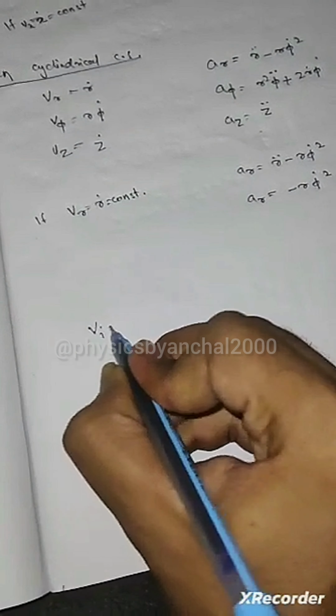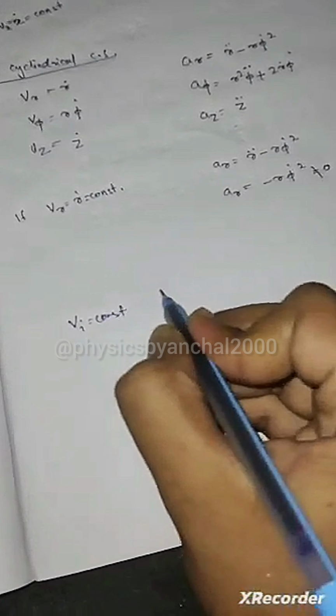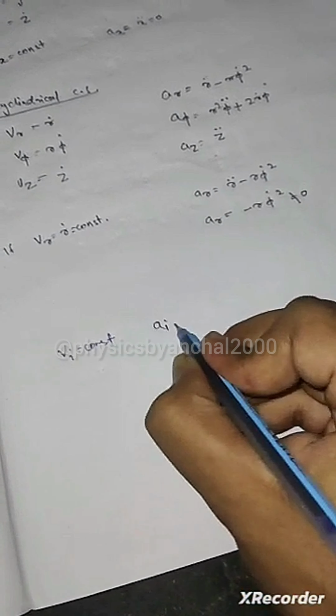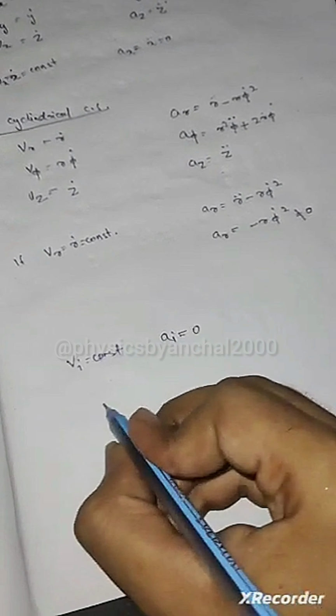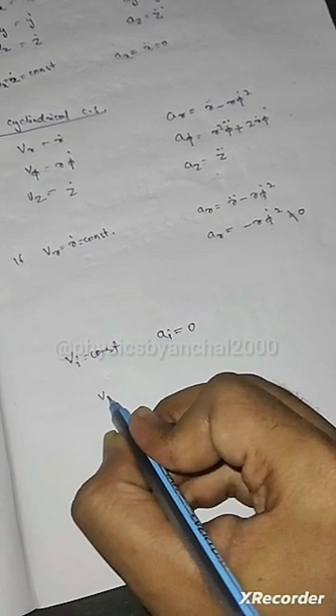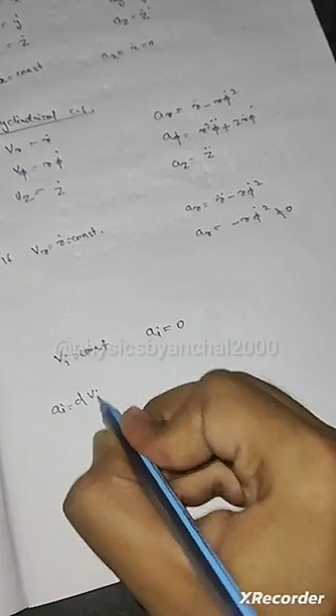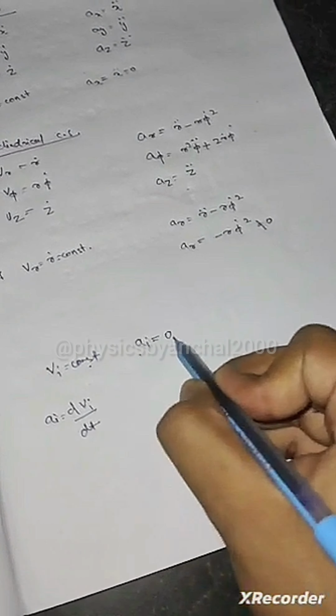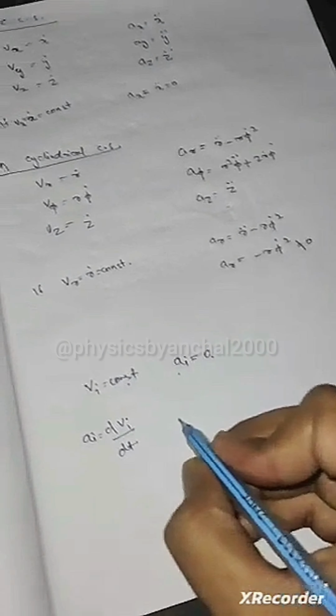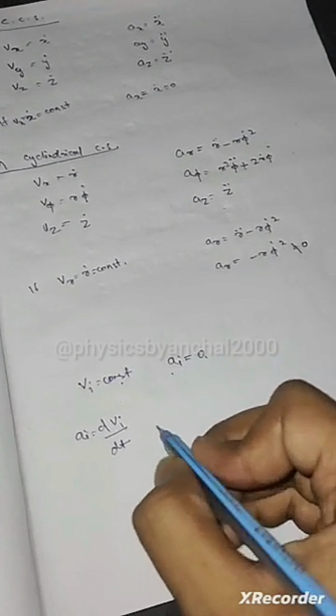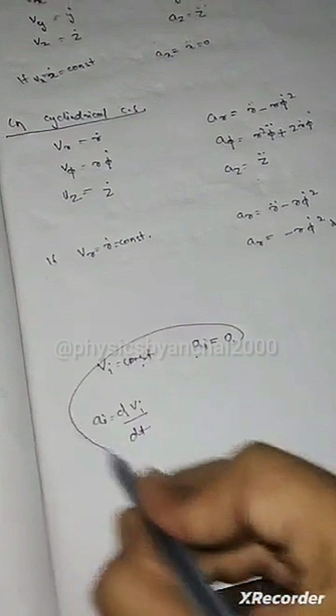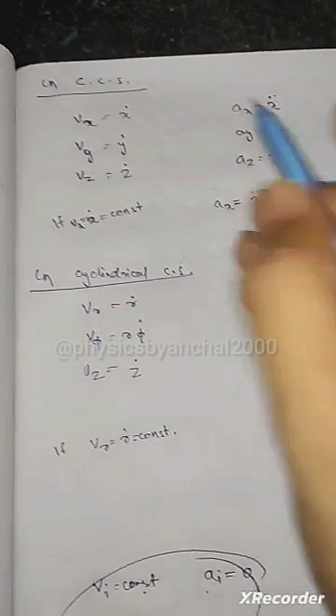Now I start with a basic question. If a component of velocity is equal to a constant, then is it true that the component of acceleration is equal to 0? We know a_i is equal to dv_i by dt. But is it always true that if v_i is constant then a_i is equal to 0? You may think yes, but actually the answer is no. Let's discuss why it's no.